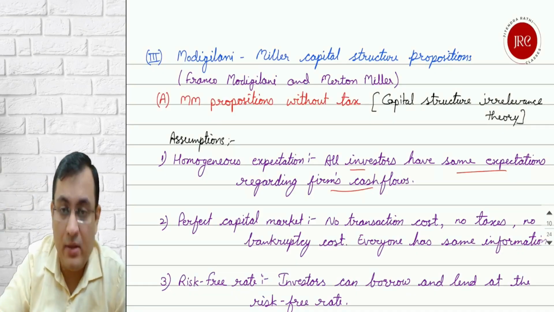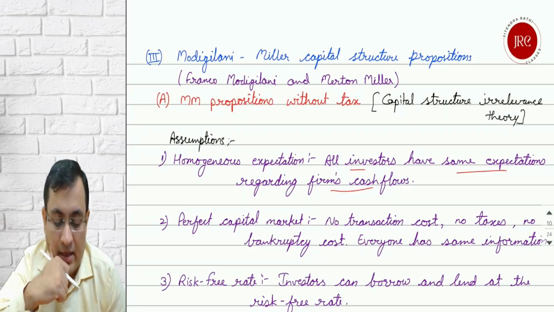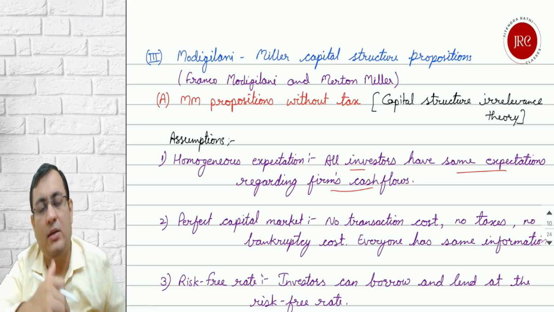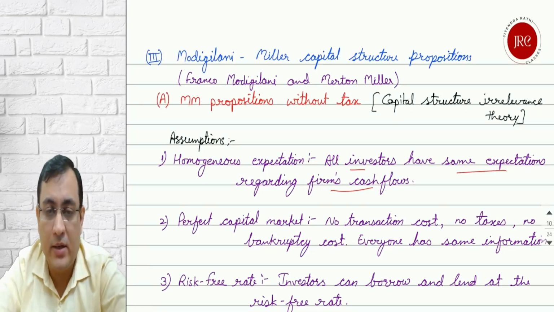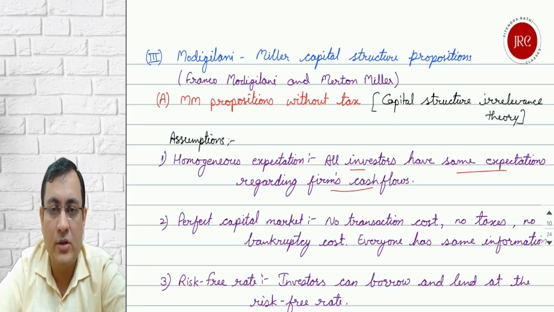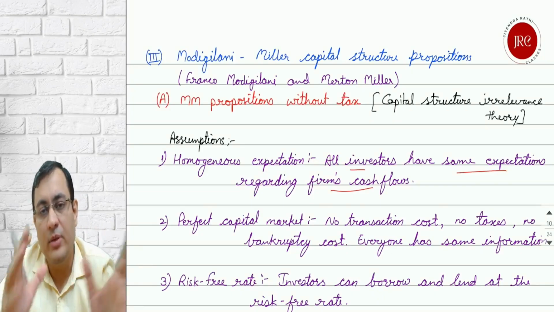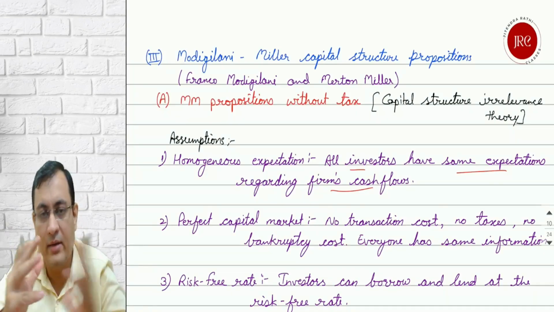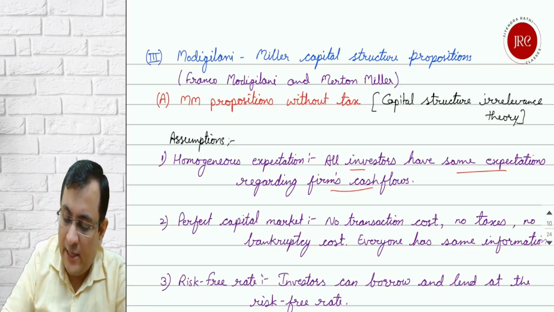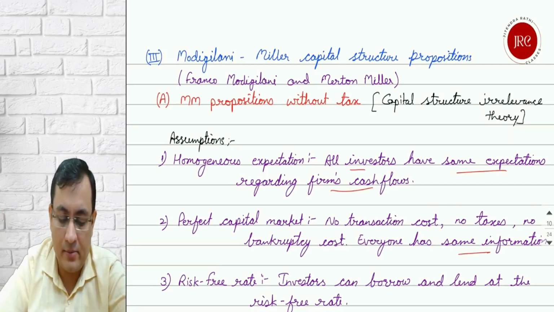Number two, perfect capital market. Again, a very difficult thing in the present scenario. There will always be asymmetric information between various participants. Few will have higher information, few will have lower information. But still, because of connectivity, we may say that information efficiency is improving and all are having almost equal information now. So everyone has the same information. This is the core reason for a perfect capital market.